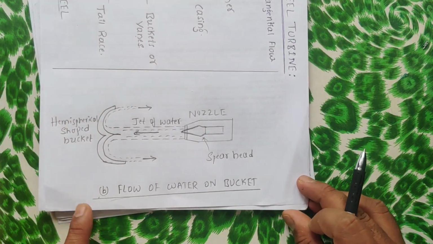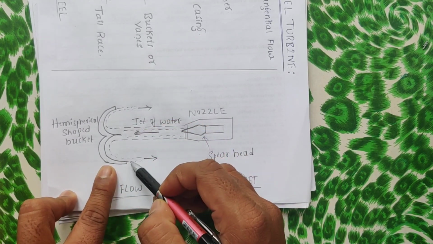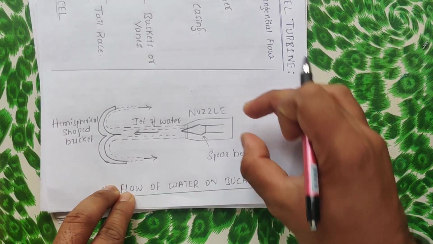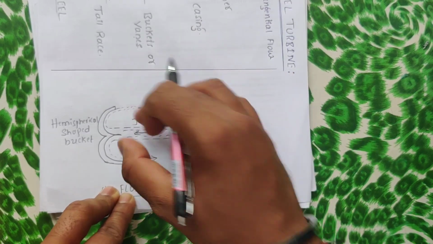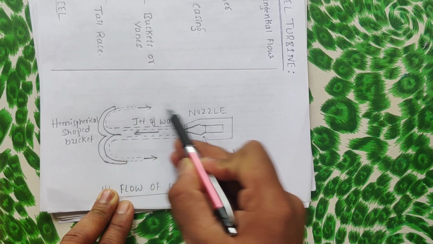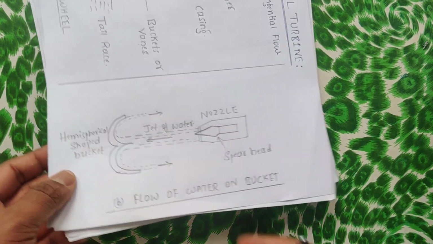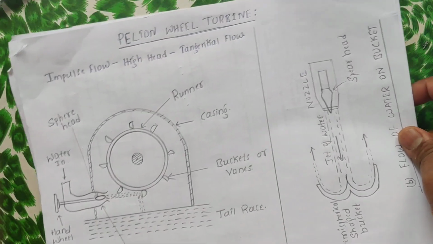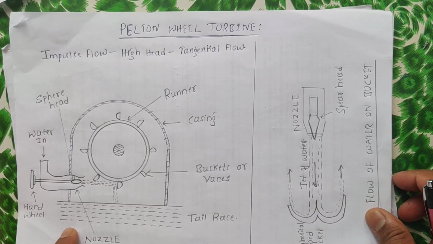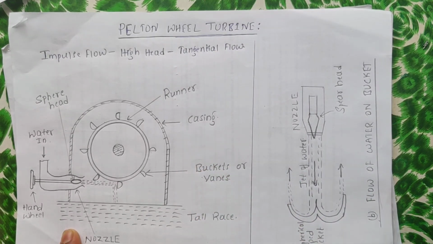As you can observe here, this is the zoomed view of the buckets or blades of the turbine, which are usually of hemispherical shape, and this is the nozzle from which the water hits. Once the water hits, the turbine rotates, and the water that has been used exits like this, and the cycle repeats, right? So this is one of the types of hydraulic turbine. Since water is responsible for the rotation of the turbine, it is called a hydraulic turbine.